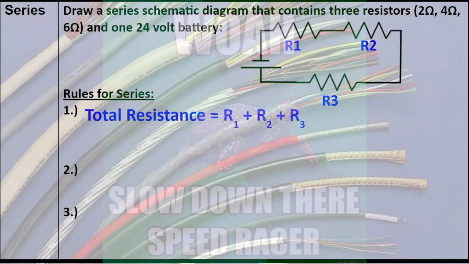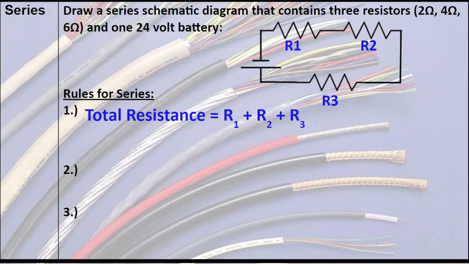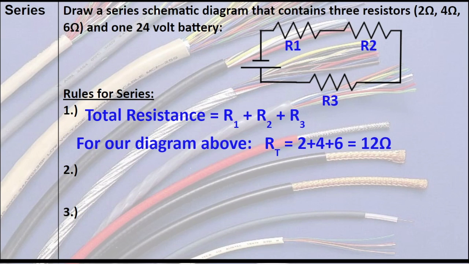First thing is that when we're dealing with series circuits, the total resistance of the circuit is just going to be us adding up the resistance of each resistor. So in this case, we know that R1 is 2, R2 is 4, R3 is 6. So the total resistance that this circuit has is 12 ohms.